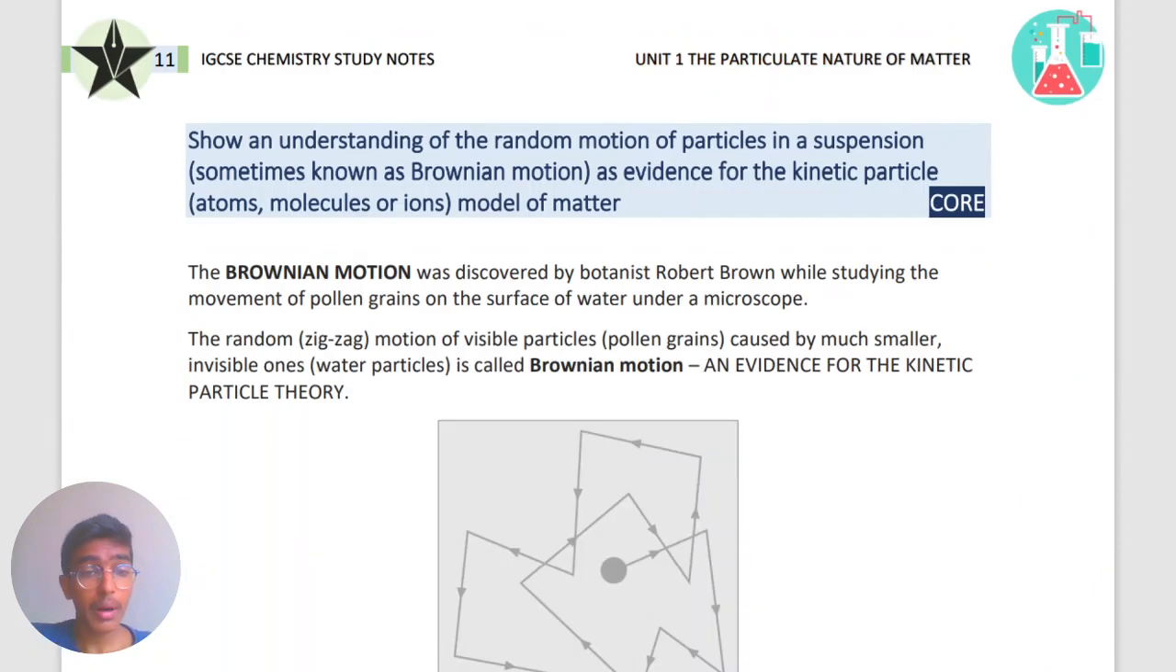Here we talk about the Brownian motion. Okay, so this is also for core. The Brownian motion was basically discovered by someone called Robert Brown, and he discovered this while he was studying the movement of pollen grains on the surface of water. Basically, what he saw is the random motion of visible particles caused by much smaller invisible ones. This is what we call the Brownian motion. And then evidence of this is the kinetic particle theory.